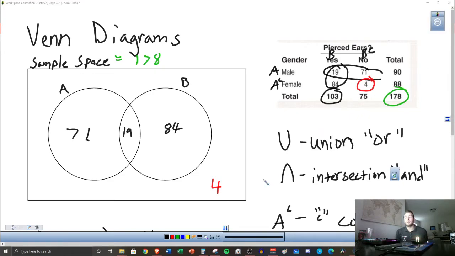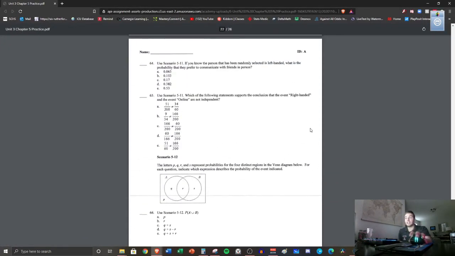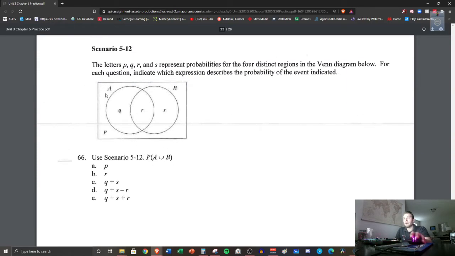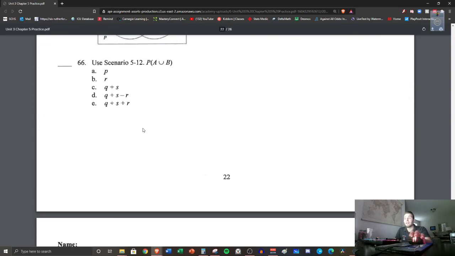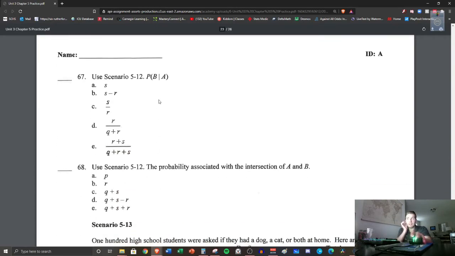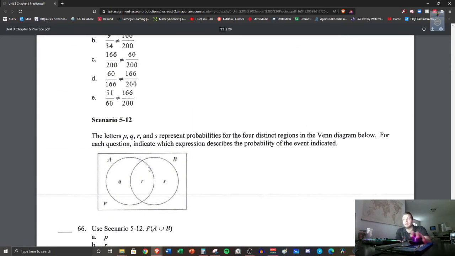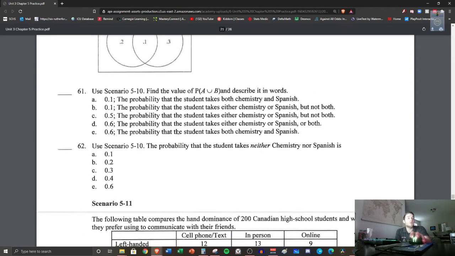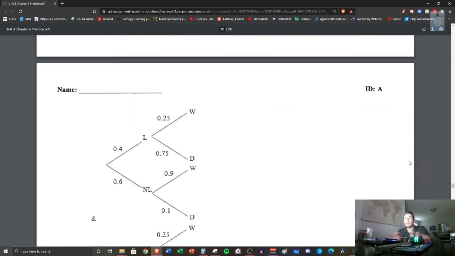So hopefully that makes sense, and we now have these different displays for Venn diagrams. Let's talk about some of the examples here. In this scenario, which one represents A or B? We have the events up here, and we remember the union is all 3 of these spaces added together, okay? Now you can't answer 67 yet. We haven't talked about this symbol and this notation, but you can answer 68, the probability associated with the intersection of A and B. Well, where's the intersection? That's this middle part, right? So we now have those rules that we can use on Venn diagrams. 61 and 62, you should be able to answer those. We can't do this one yet.